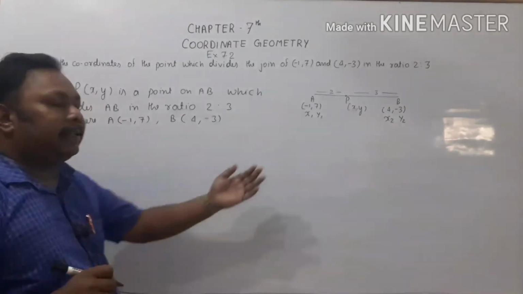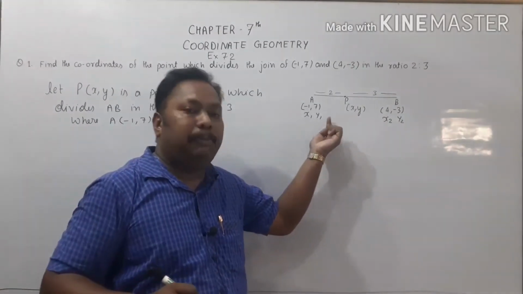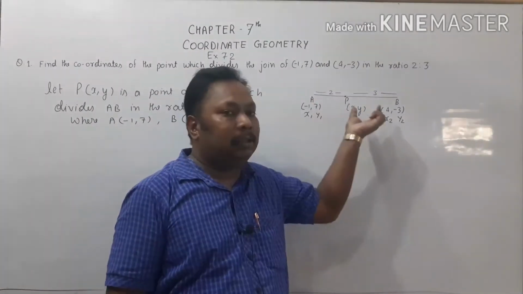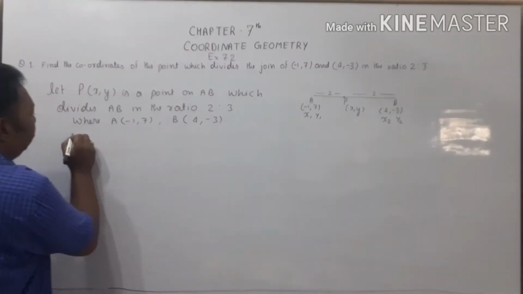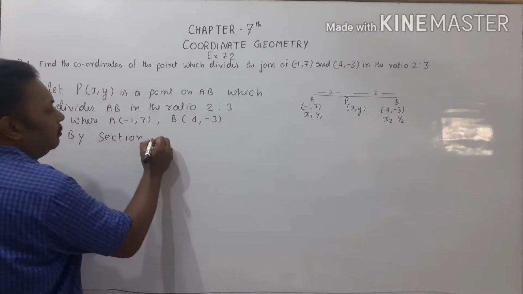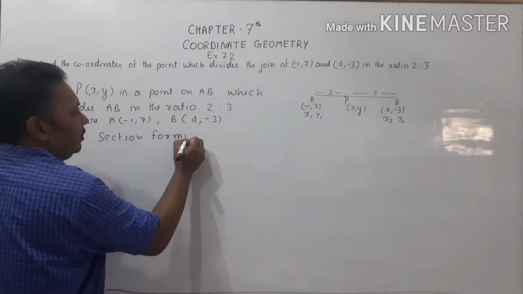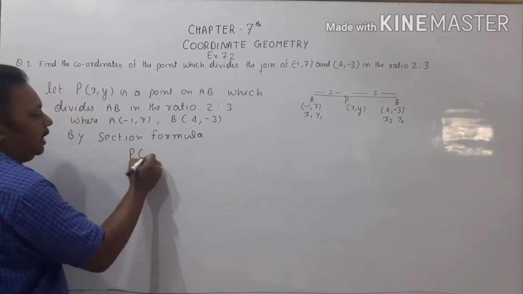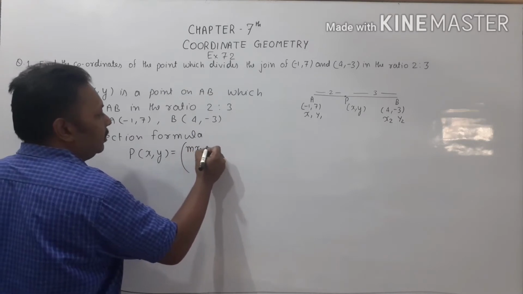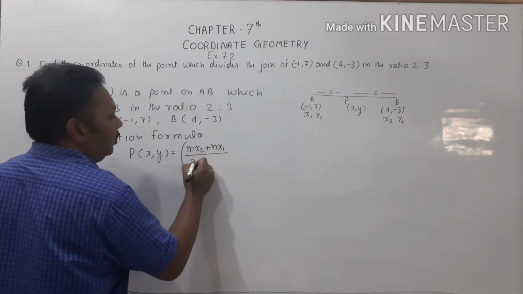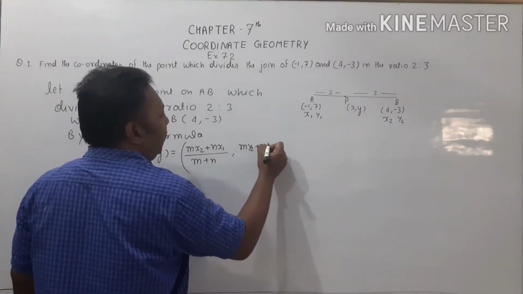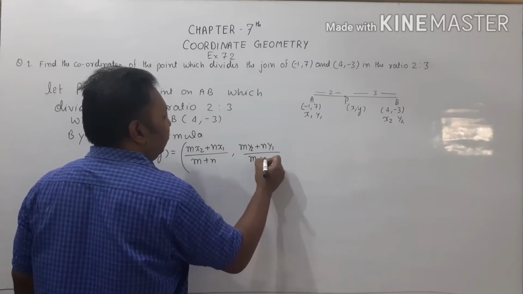Here we apply the section formula because point P divides the line AB in the ratio 2:3. So we write down by section formula, P(x, y) is equal to (mx2 plus nx1) upon (m plus n), (my2 plus ny1) upon (m plus n).